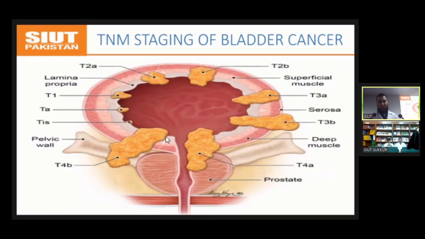This is the TNM classification, in which muscle invasive staging is T2 to T4. In this diagram, T2a is when the tumor involves the superficial muscle, and when the tumor involves the deep muscle it is T2b. When the tumor involves the perivesical fat, micro and macro invasion, the stage is T3. T4 is when it involves the prostate and seminal vesicle in males, or the uterus and vagina in females, and we consider that T4a. When it involves the pelvic wall, the stage is T4b.